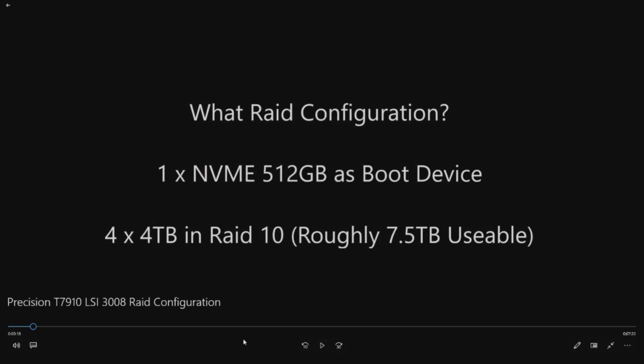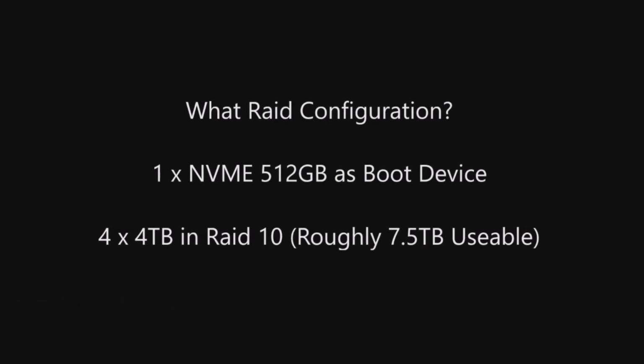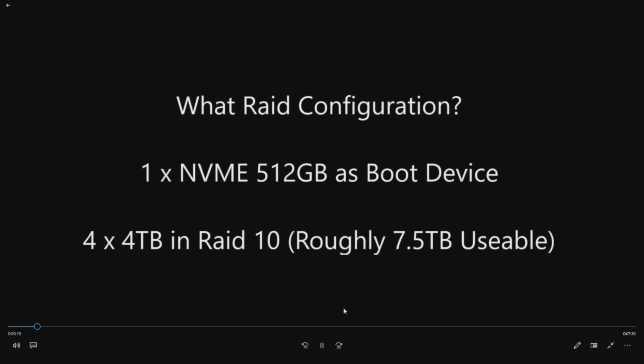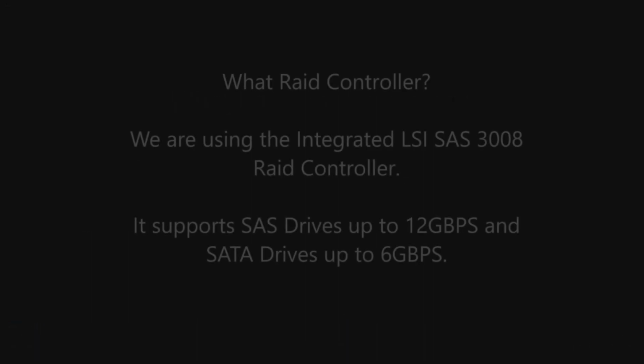And as far as the RAID configuration goes, as we said, the NVMe drive is just a boot device, keeps it separate from those drives. So if we get any sort of issues, as far as viruses go, hopefully our RAID configuration is still intact with all of our important data. So we're going to do RAID 10 with the 4 terabyte drives. It's going to give us roughly 7.5 terabytes usable space, and a bunch of redundancy.